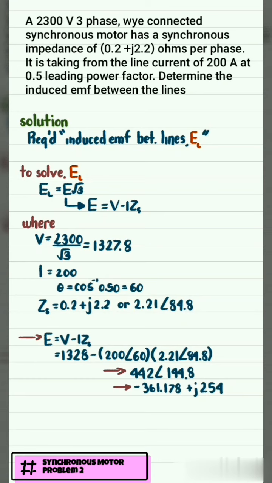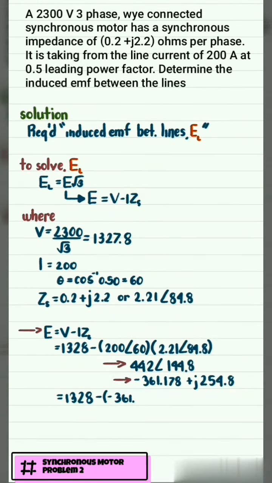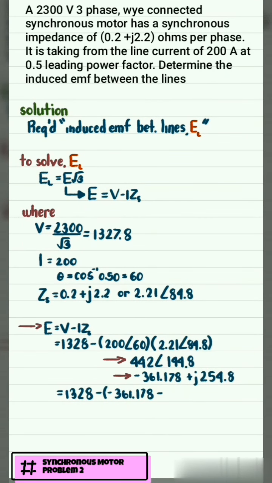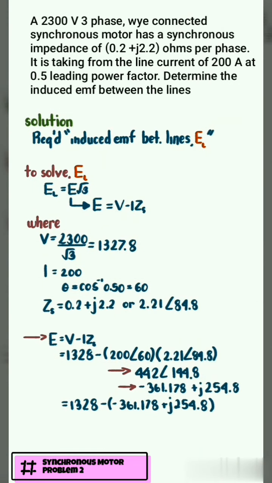So transforming this to rectangular form, we have negative 361.178 plus J 254.8. So simplify, we have 1,328 minus open parenthesis negative 361.178 plus J 254.8 close parenthesis. So now we have the value of 1689 minus J 254.8, or we have the polar form of 1708 angle of 8.58.